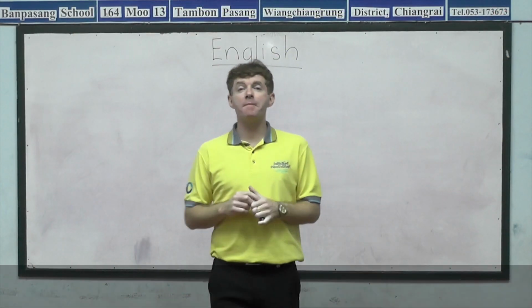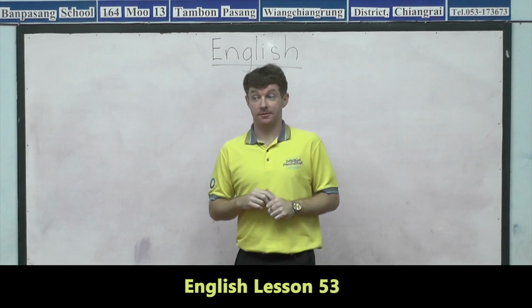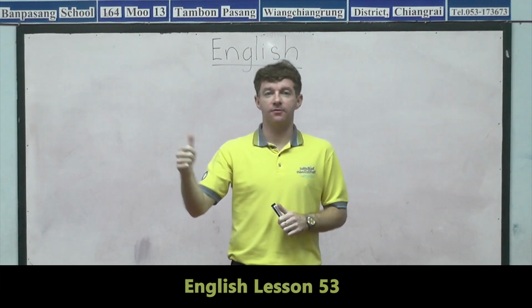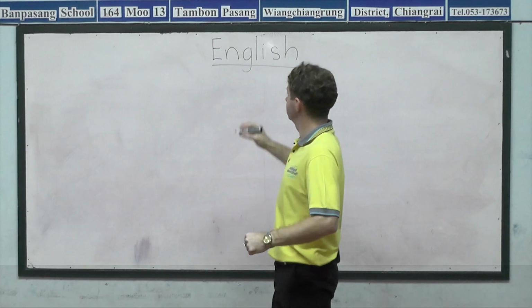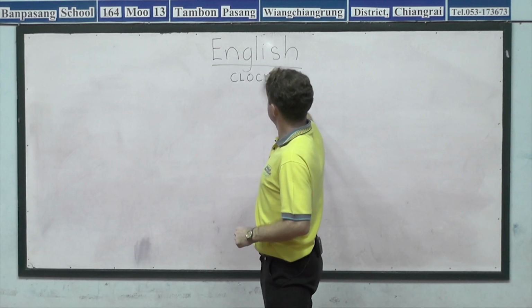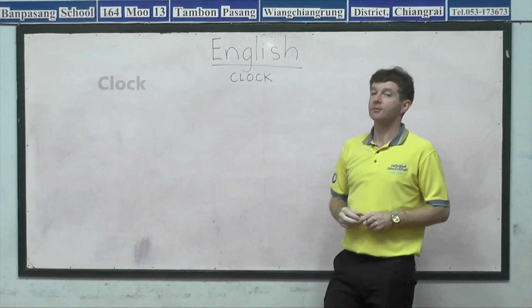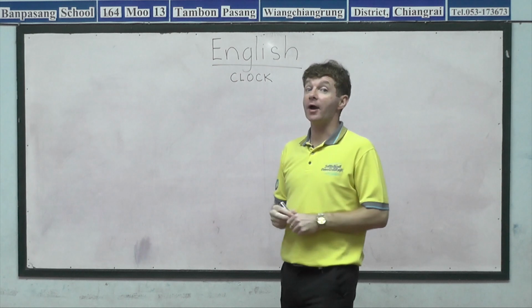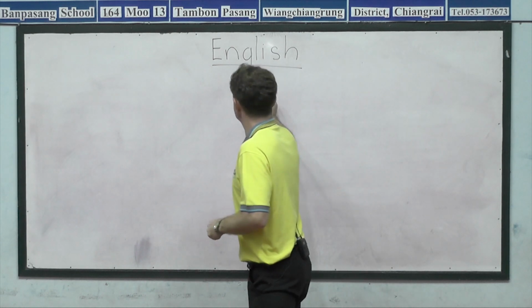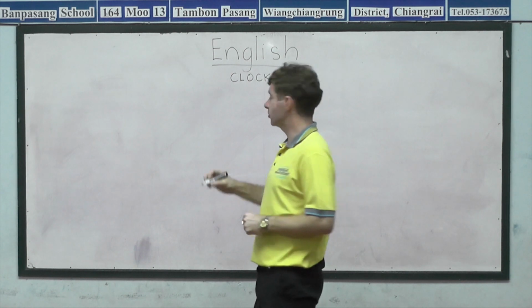So who can remember what we've been learning about in English class recently? Clock. Excellent. How do we spell clock? C-L-O-C-K. Clock. So I will begin. I will draw a clock face on the board. What shape is a clock face usually? Circle, okay.